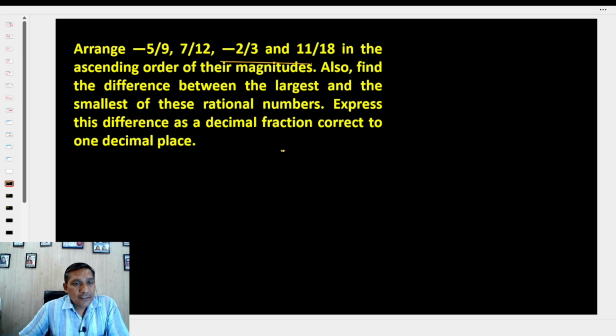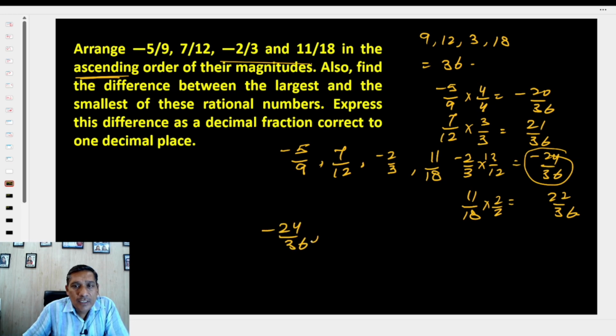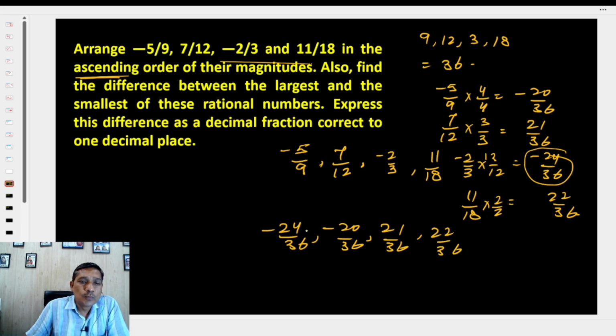Negative numbers are smaller than the positive numbers, so I have got minus 24 as the smallest number, then comes minus 20 by 36, then comes 21 by 36, and then the last one is 22 by 36. They all are in the ascending order of magnitude. All these numbers are now in ascending order.